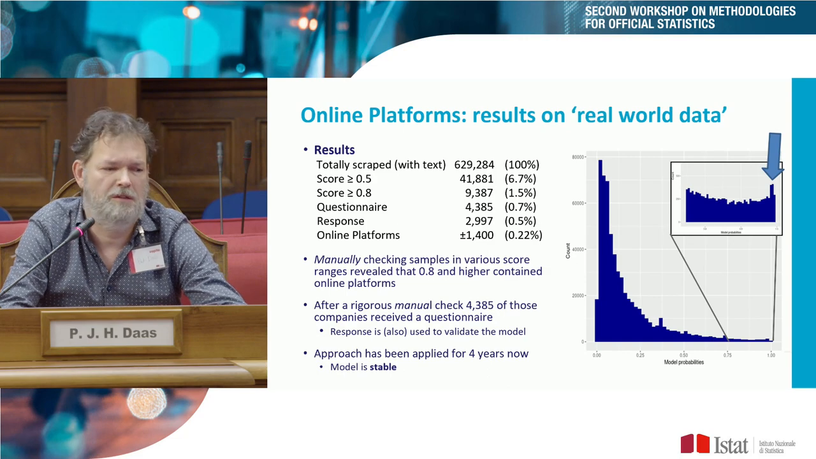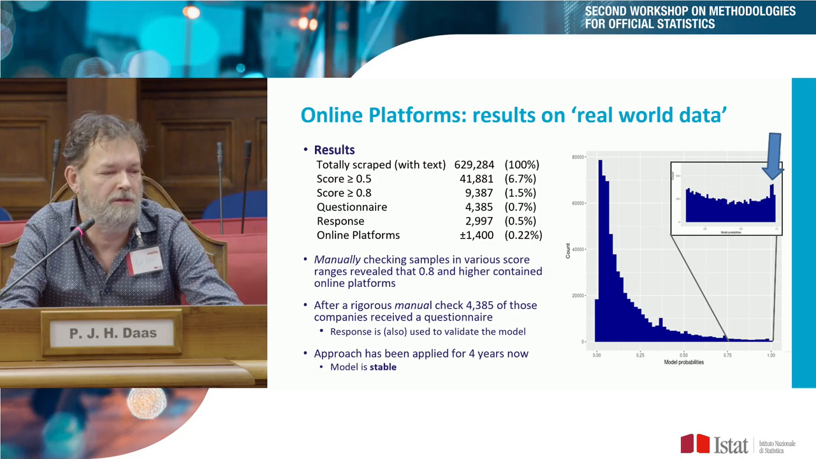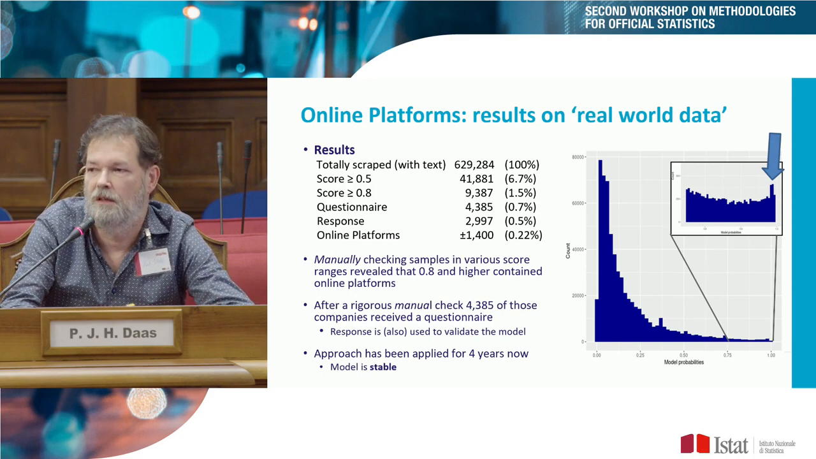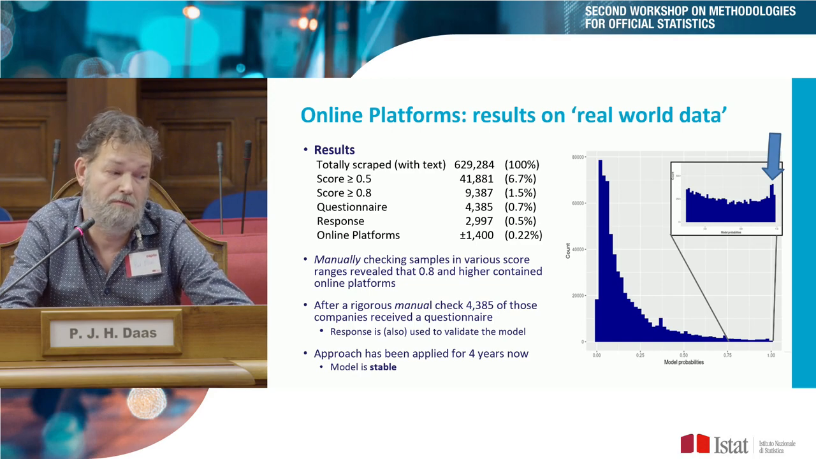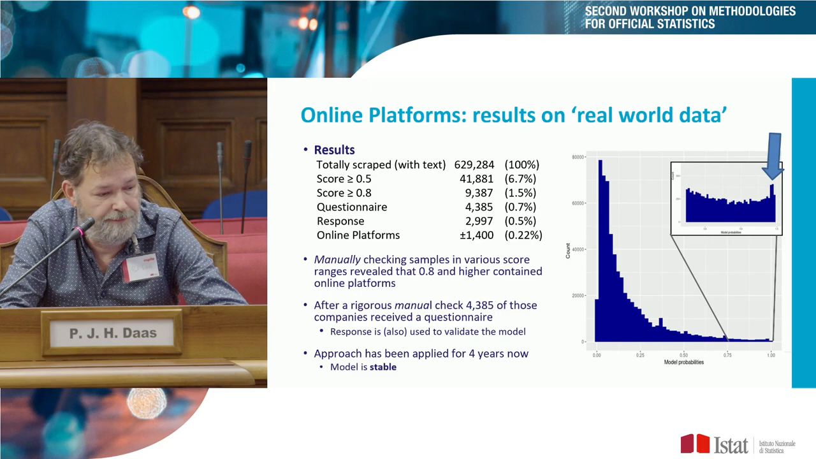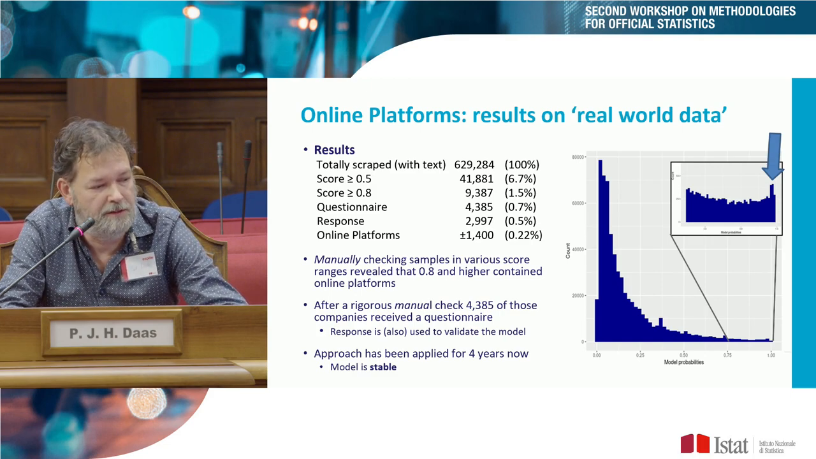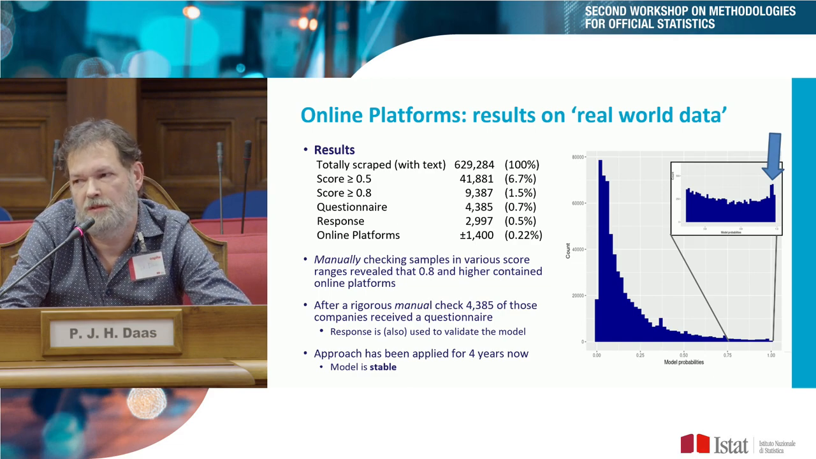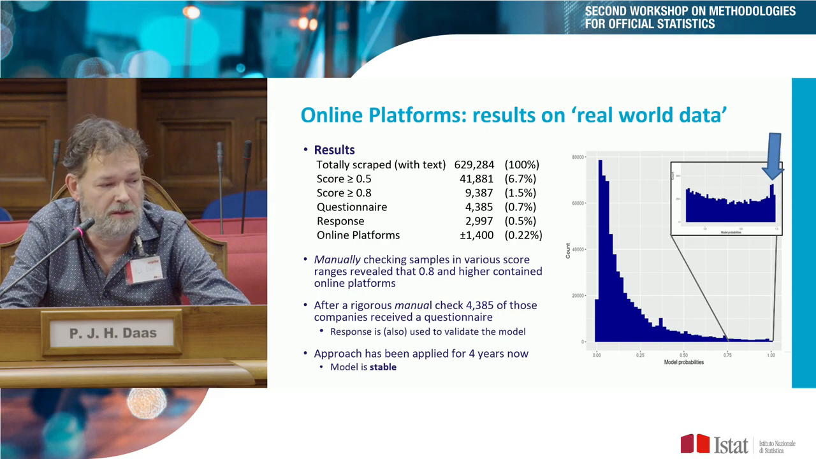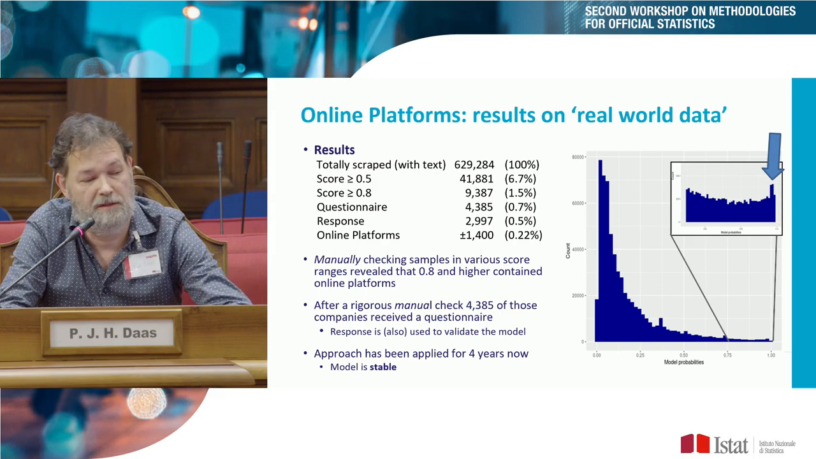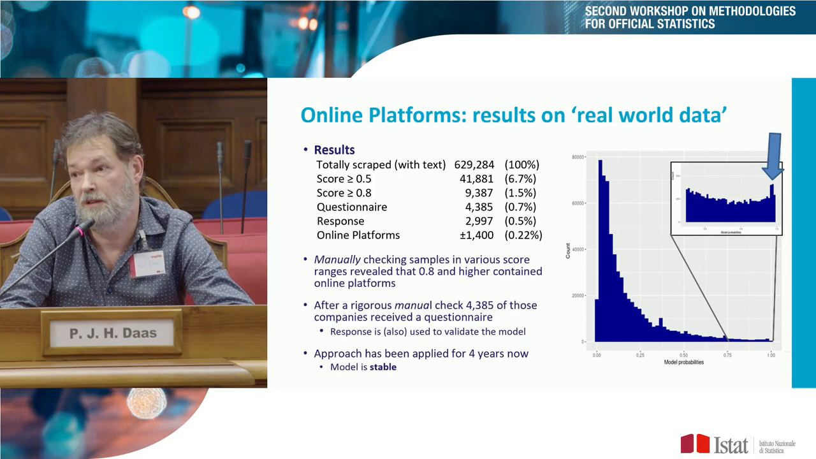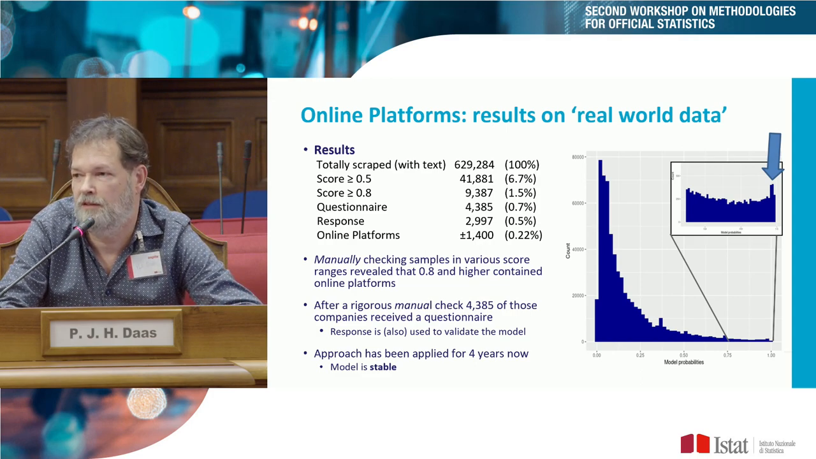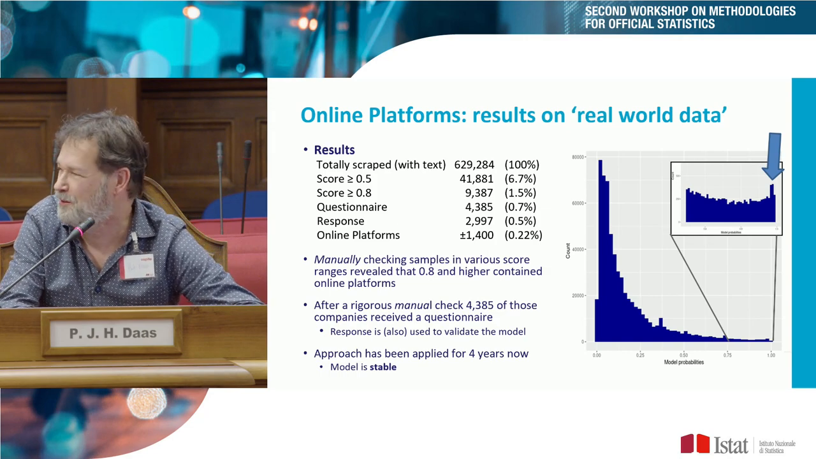We found that a bit strange, so we sampled in this probability range, and then we discovered that at values of 0.8 or higher, we saw websites of online platforms. So if you would select those with a value of 0.8 or higher, then you would end up with 9,387. And essentially, we asked the experts, could you look at these websites and select the most relevant businesses that are potentially an online platform? Because they didn't want to send a bit more than 9,000 questionnaires. They were limited to 4,500 or so.